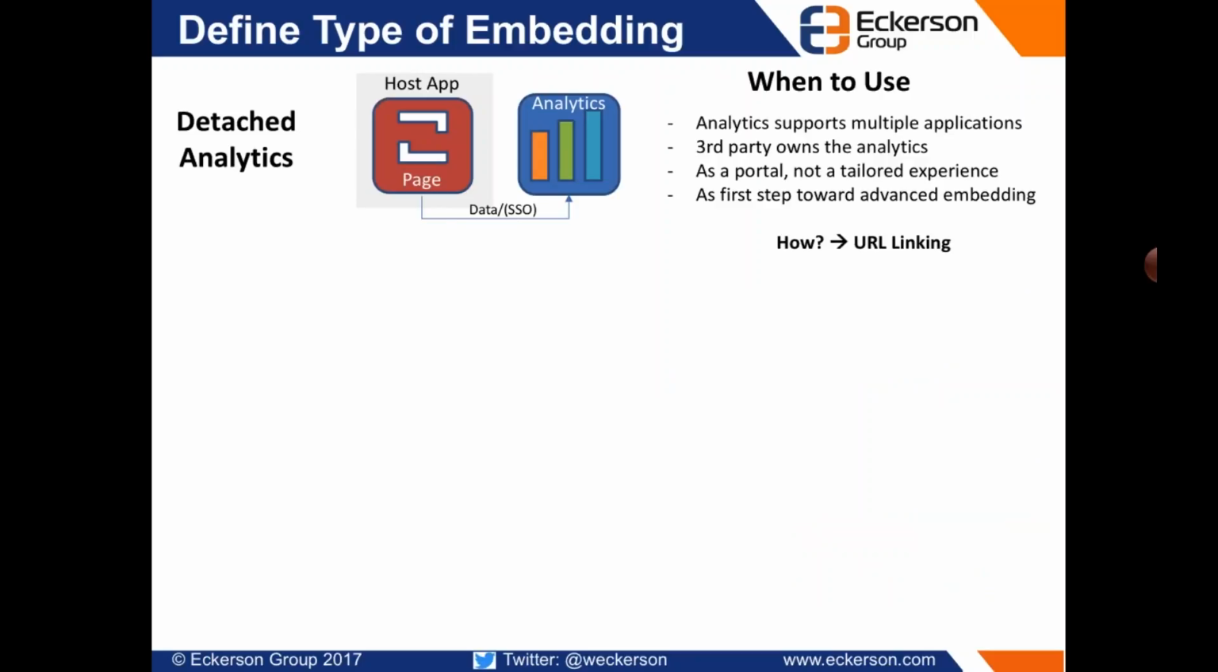Another thing that you probably need to define up front is the type of embedding, and there are 3 types that I've discovered. One I call detached analytics. This is where the analytics is actually external to the application, so you could argue whether this is even embedding or not. But we see this a lot, especially in an environment where there are multiple applications and they all leverage the same analytics portal. And through some automated linking, they will share data with the analytics in the portal. It's also appropriate when it's a third party doing the analytics, such as Google Analytics for your website traffic. And typically the integration here is through a URL.